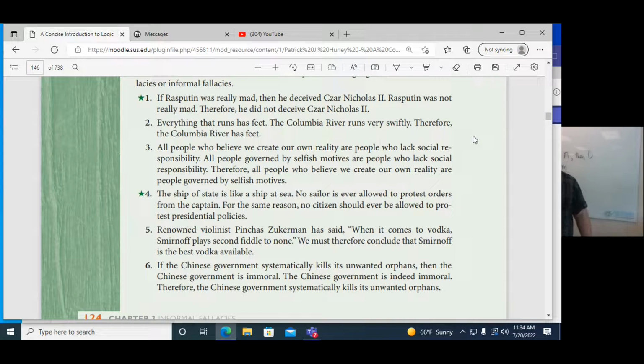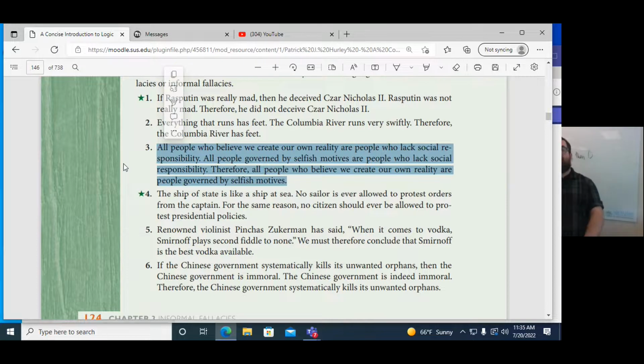So now, go down to number three. Is this a formal or informal fallacy? I won't go over anything quite yet to lead you astray. You just consider this one on your own. Pause to consider.